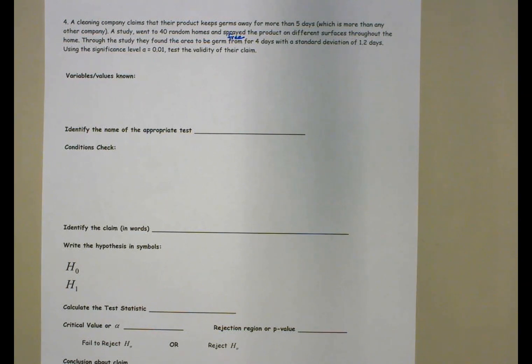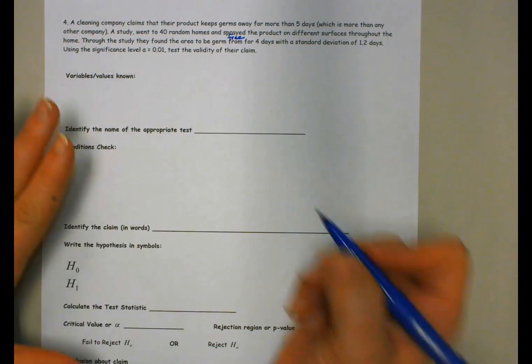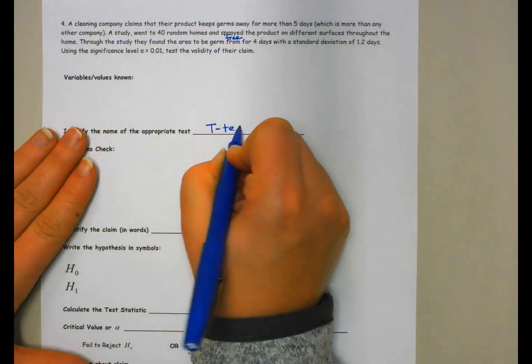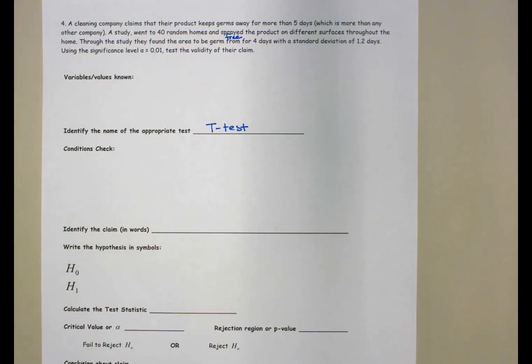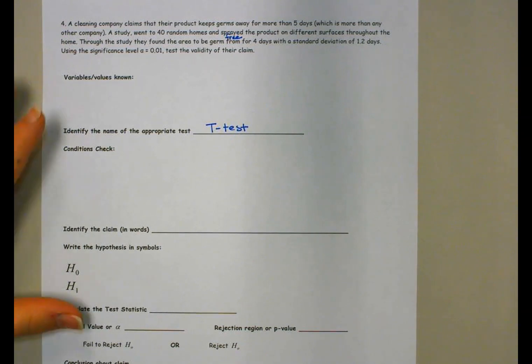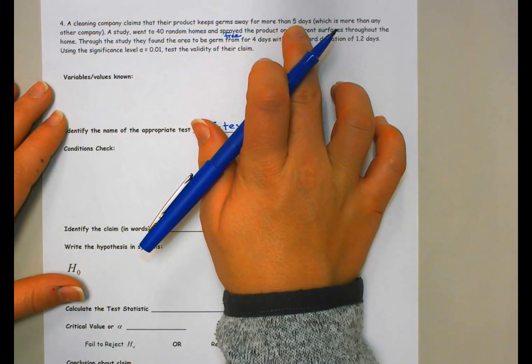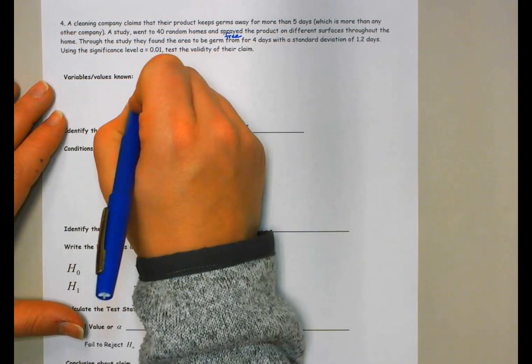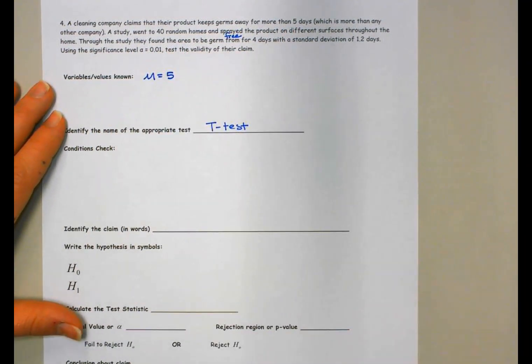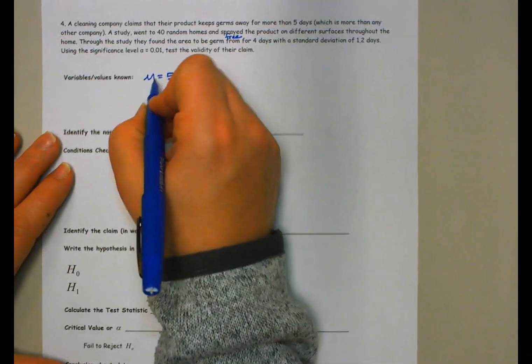their claim. So I know because I'm given a mean and a standard deviation that I'm running a t-test. I'm only given one population or one sample, so it's just a 1-sample t-test. So we know that we're testing it against if it's more than 5 days. So that means our initial mean is 5 days. What we're comparing it to is 5 days.